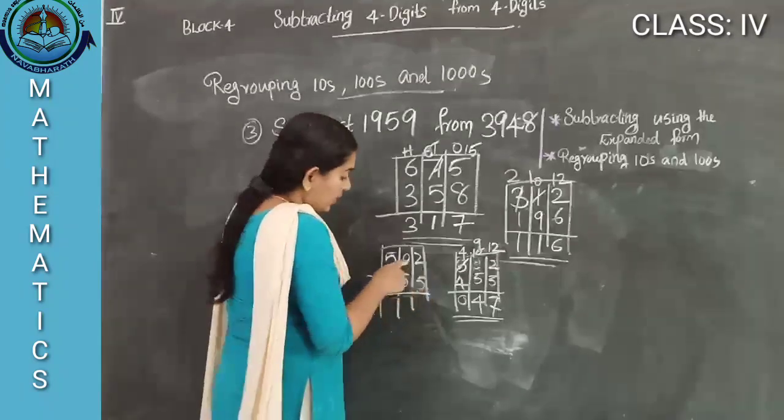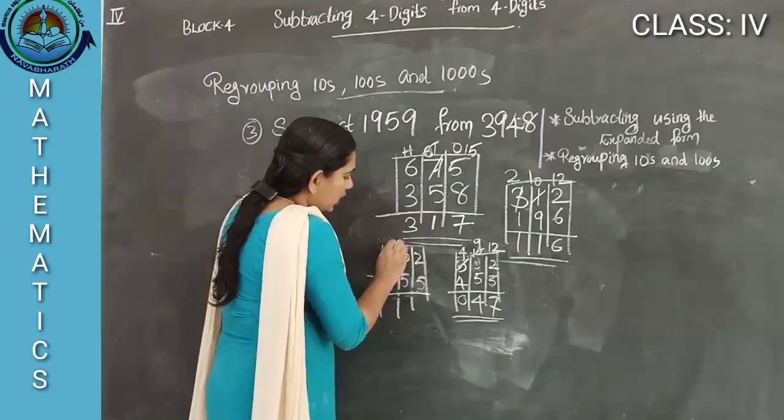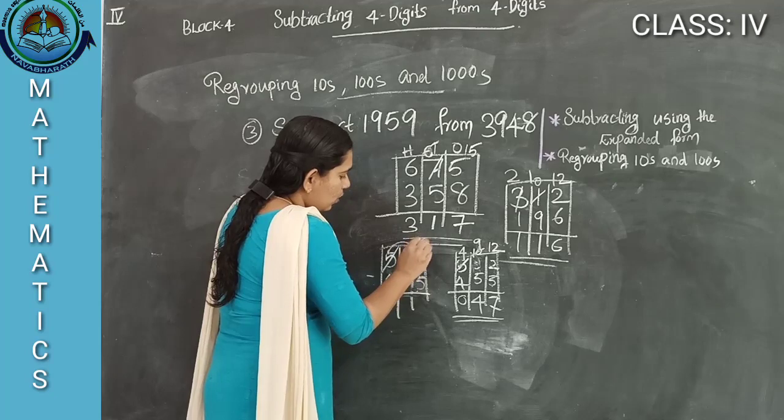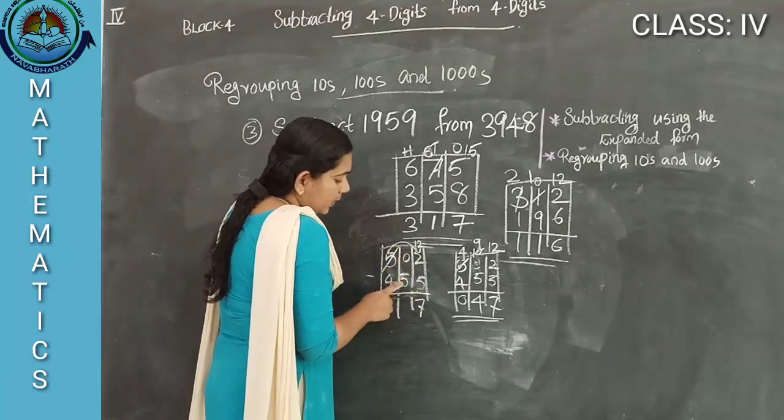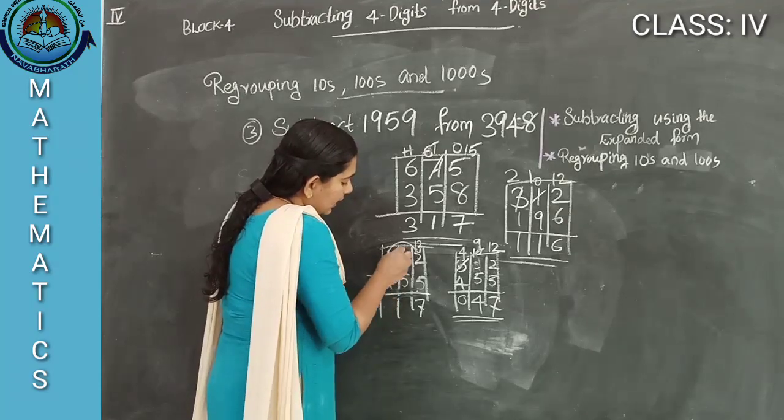2 minus 5 is not possible. Here there is no number. We are taking 1 to this number. It's 12. 12 minus 5, 7. Okay. Then 0 minus 5 is not possible. So we are taking 1 again.